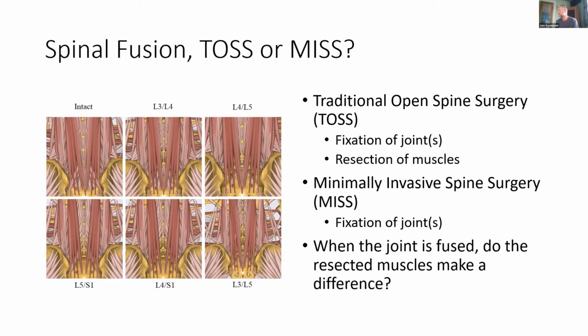Now, the characteristic of the traditional open spine surgery is that you have to sacrifice some of the muscles in the vicinity of the fixation site. I think the logic behind that is that if you fuse two or more vertebrae together, there's no more motion, and therefore you don't really need the muscles in that area. But it's a little more complicated than that, because many of the muscles cross many different joints. So we can't really know what the consequence is. If we do the minimally invasive spine surgery, then we can keep all of the muscles.